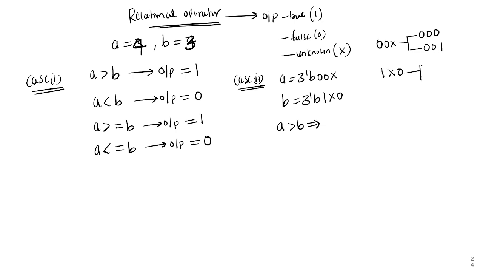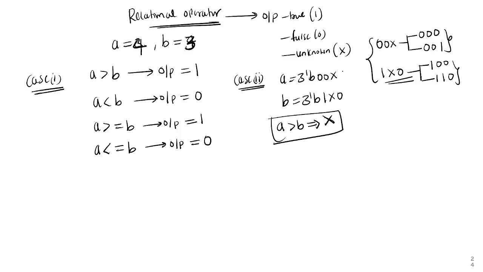So that means 100 and 110. So the compiler can't decide whether it is true or false. The output is x. In this case the output is x. Why? Because you have x in this. That's why the compiler will throw x only. Okay, so this is the relational operator.